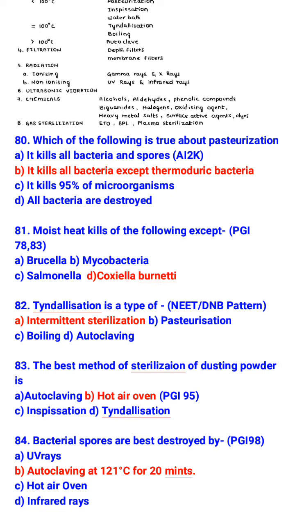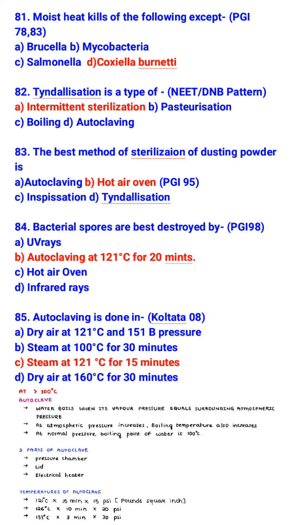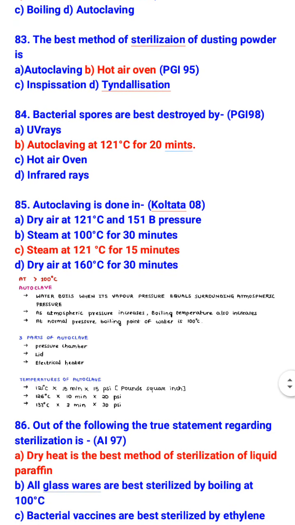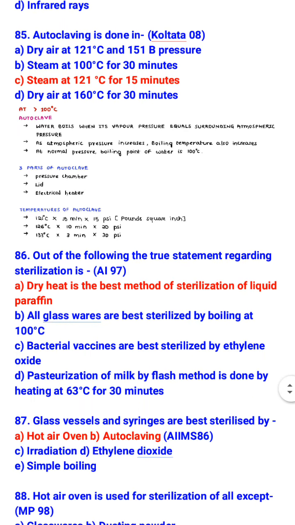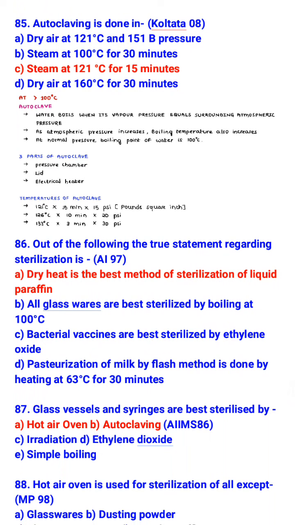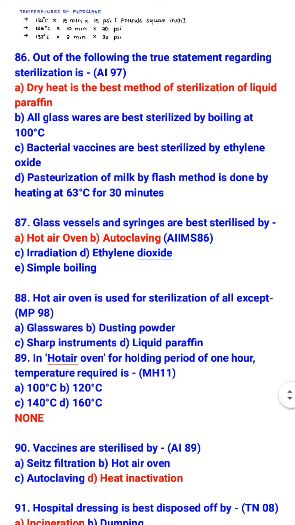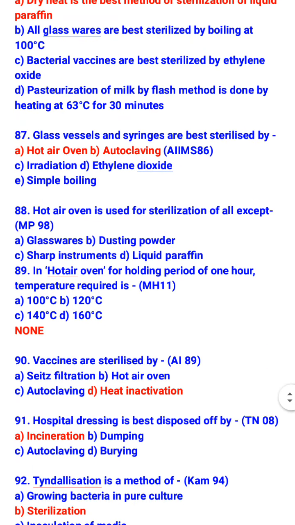Tyndallization is a type of intermittent sterilization. The best method of sterilization of dusting powder is hot air oven. Bacterial spores are best destroyed by autoclaving at 121 degrees Celsius for 20 minutes. Autoclaving is done with steam at 121 degrees Celsius for 15 minutes. Out of the following, the true statement regarding sterilization is dry heat is the best method of sterilization of liquid paraffin. Glass vessels and syringes are best sterilized by hot air oven and autoclaving.